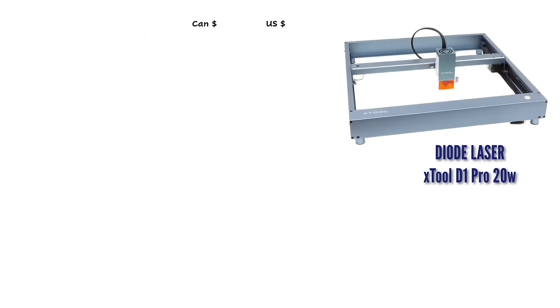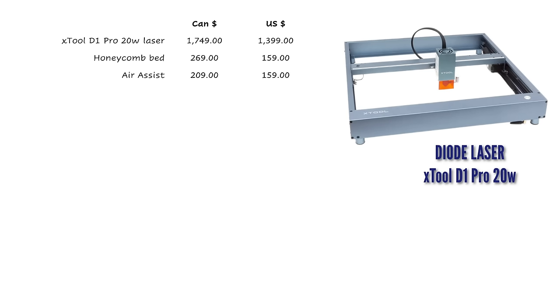Let's talk about the costs of each of these lasers. The diode laser is currently priced at $1,400 US, but you'll need to add on a bunch of accessories that'll easily add another $500 to that price tag. You'll need a honeycomb bed if you plan to do any cutting, as well as an air pump to help prevent burn marks. You'll really need an enclosure.